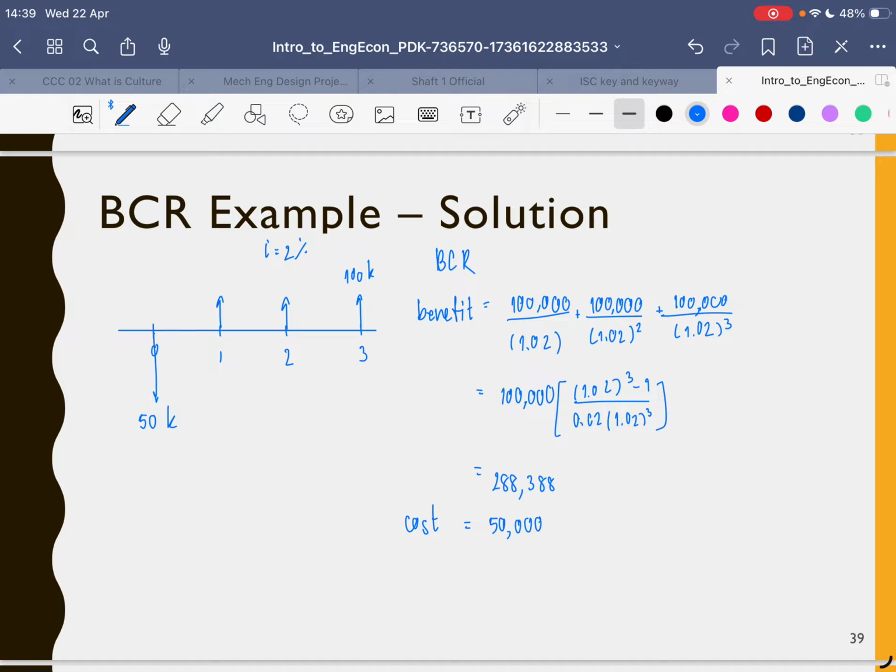Therefore, the benefit cost ratio is benefit divided by cost, and this is 288,388 divided by 50,000, which equals 5.77. And because the benefit cost ratio is greater than 1, that means this project is very favorable. Any questions about benefit cost ratio?